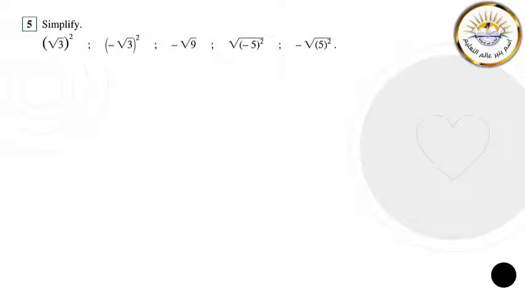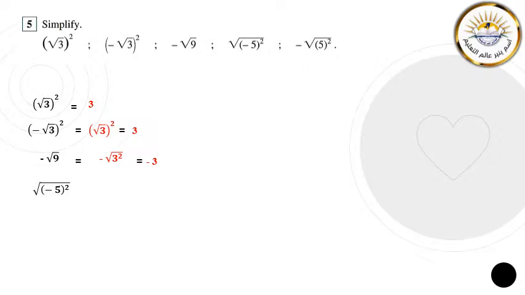We have to simplify radical 3 squared, minus radical 3 squared, minus radical 9, radical of minus 5 squared, minus radical of 5 squared. So radical 3, all of it squared, is equal to 3. Minus radical 3 squared is equal to radical 3 squared, which is 3 as well. We have minus radical 9 is equal to minus radical 3 squared, which is minus 3. Radical of minus 5 squared is equal to radical of 5 squared, which is 5. Minus radical of 5 squared is equal to minus 5.